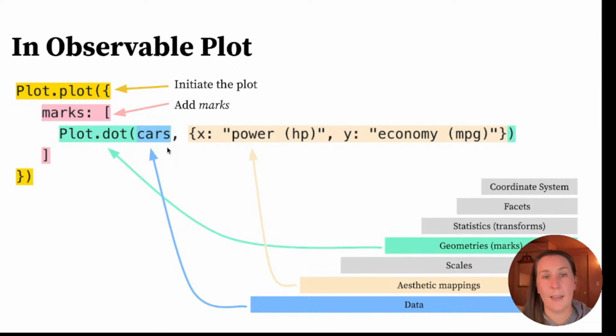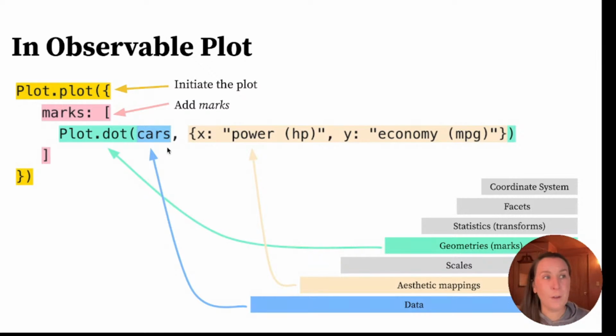In this case, we're going to have along the x-axis scale the values of that horsepower variable. And on the y-axis scale, we are going to be plotting economy in miles per gallon. And thinking about this aligning to the grammar of graphics, that base layer data, that's cars in this case, a built-in data set cars. The aesthetic mappings are where we define what X and Y are. And the geometry is plot dot dot.